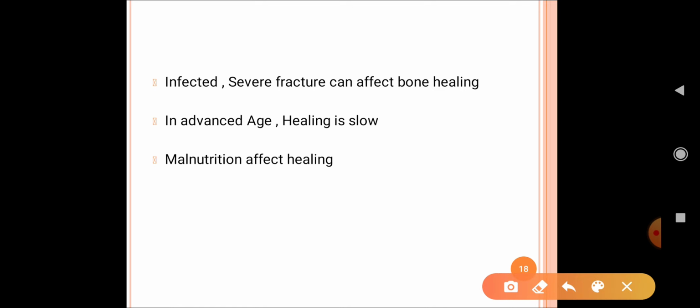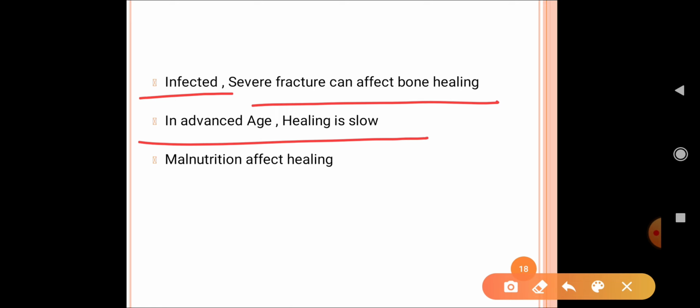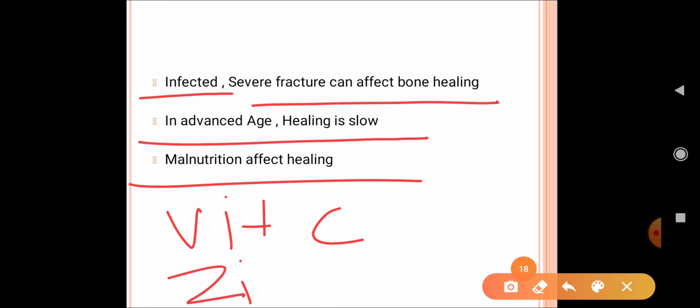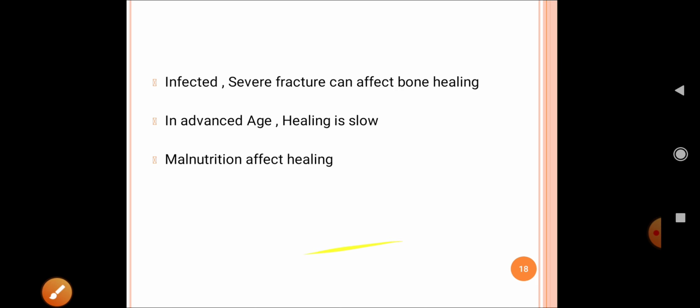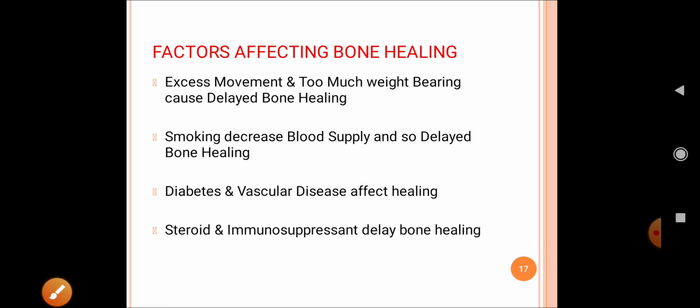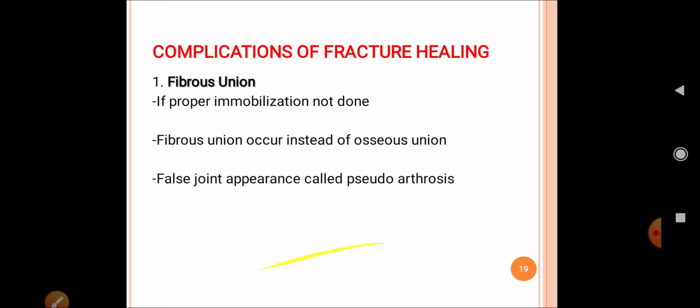Okay. If you are having local site infection or you are having a comminuted fracture that communicates to the skin surface, then obviously your healing will be delayed. If you are of old age, suppose 60, 70 years, then obviously your healing will be slow as compared to young adults. If you are having malnutrition, vitamin C deficiency, zinc deficiency, then it can affect your healing, it will delay your healing. So these are the basic factors that will affect the bone healing.